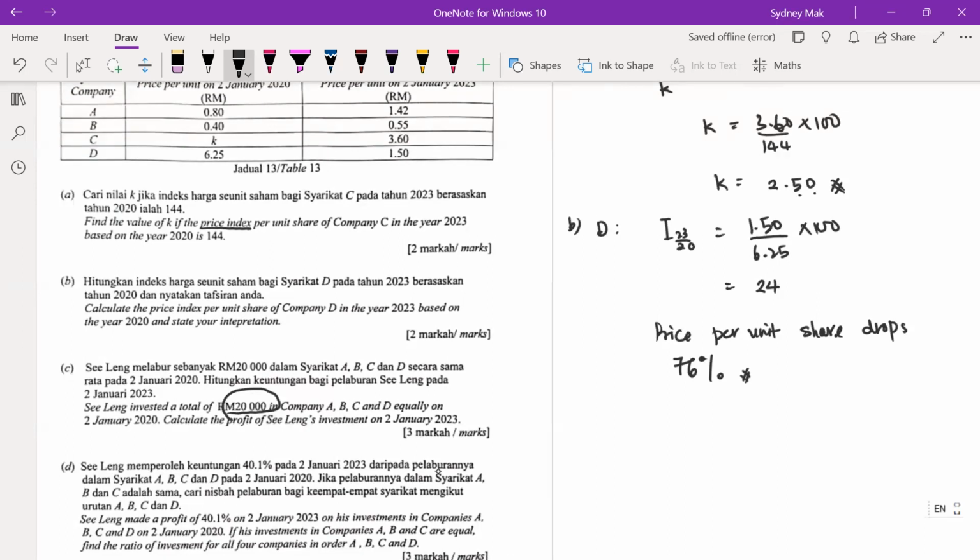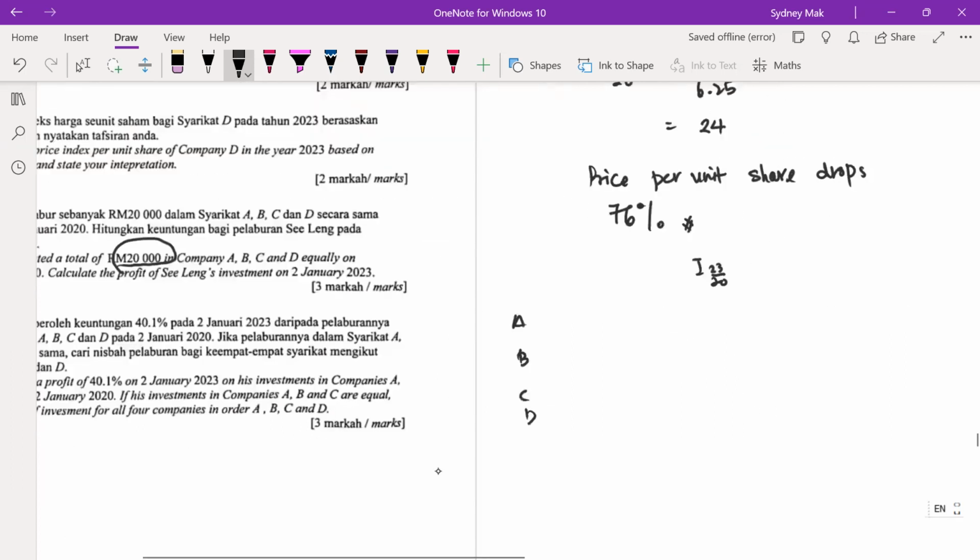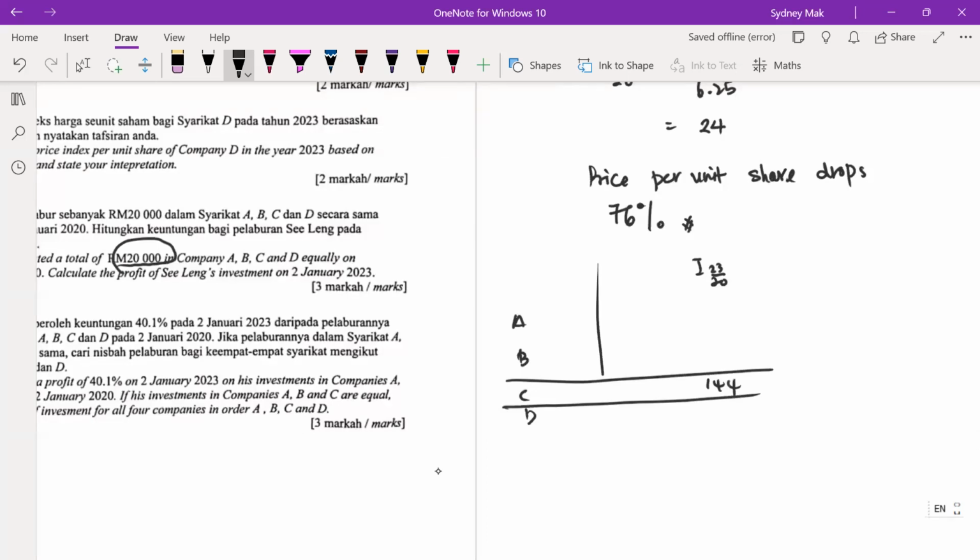Okay. C, Ceiling invested a total of 20,000 in the companies A, B, C, and D equally, which means the weightage for each part is 1 and 1. So we have to calculate the profit. Let's see, some of the prices increase, some reduce. So we have to find the price index for 2023 based on year 2020. For C and D, we already know. C is given as 144, and D is 24.